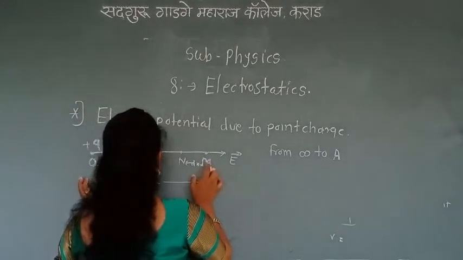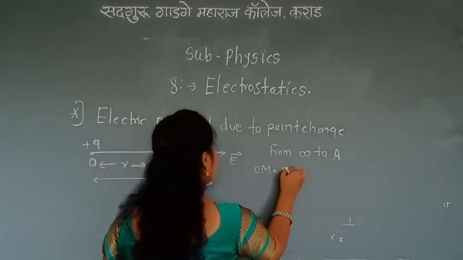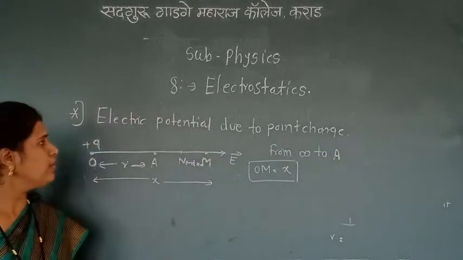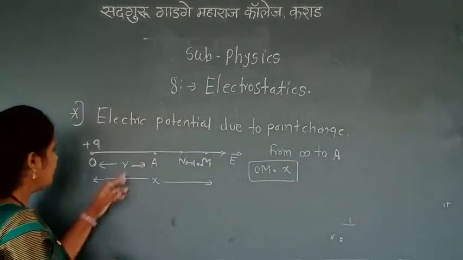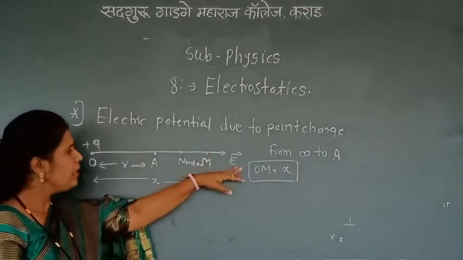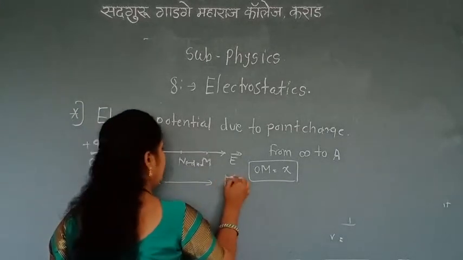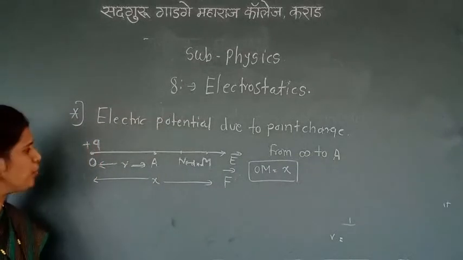The distance OM is equal to x. OM is equal to x distance here. Here is the intermediate point. Here the electric field is also produced, and the electric force is also produced. We have already seen that the electric force is produced here.